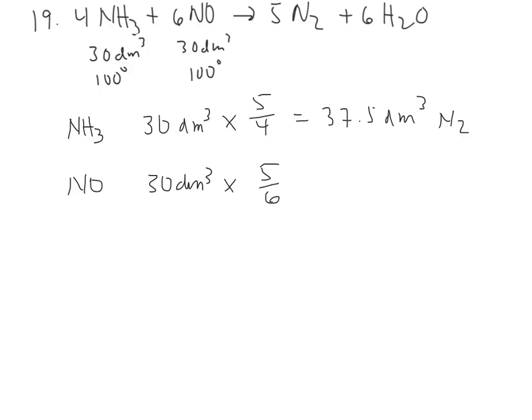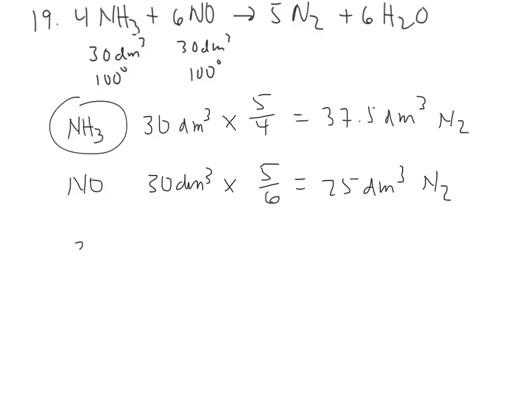A 5 to 6 ratio, so this is going to decrease to 25 decimeters cubed of N2. So which gas is in excess? The NH3 is in excess. And then they want to know by how much.